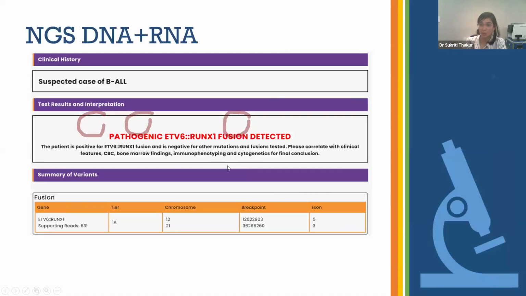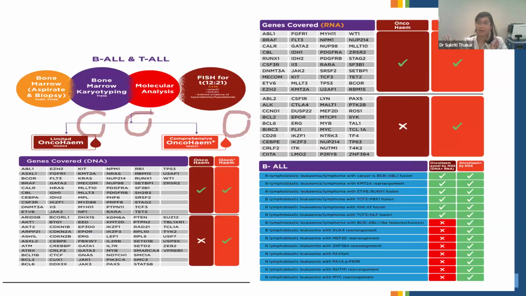Okay, now case closed. But what are those cases in which sometimes FISH fails to tell us the answer? There are a few fusion genes which cannot be picked up by FISH. So we have to go for RNA testing and DNA testing, and those fusions are a long list. So we have to be very careful.